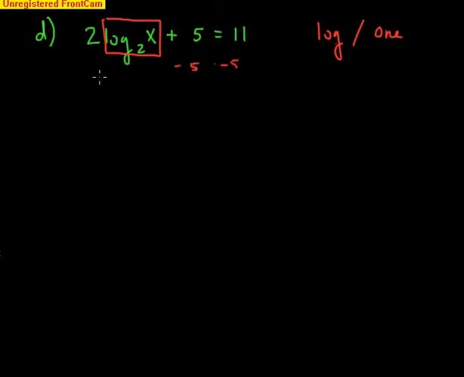Okay, subtract 5. 2 log base 2 of x equals 6. And let's divide by 2 on both sides.